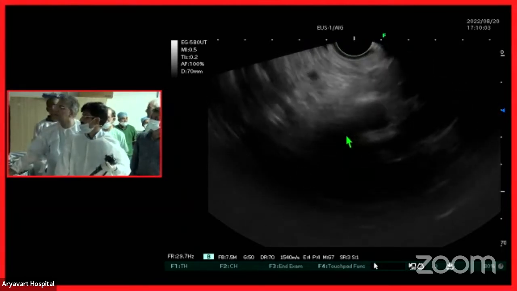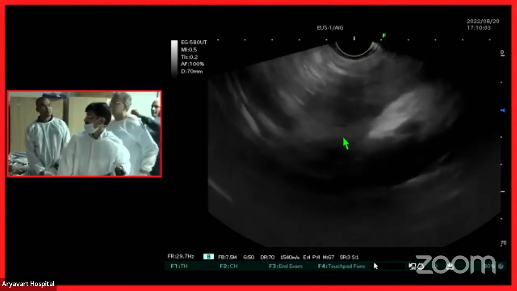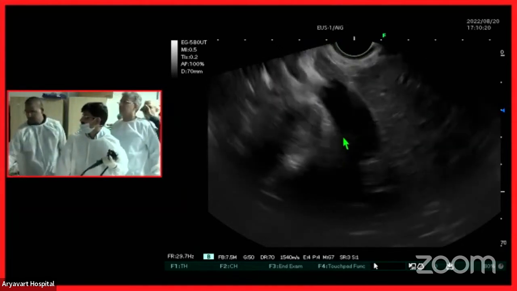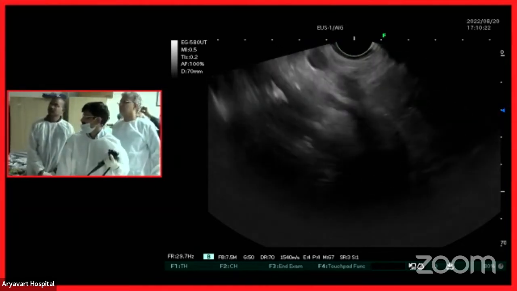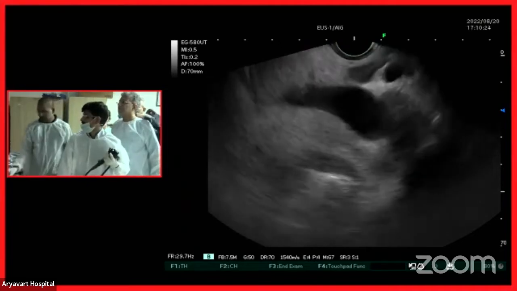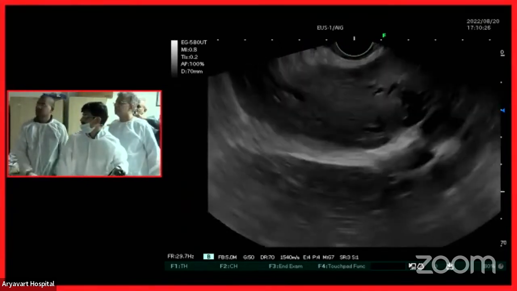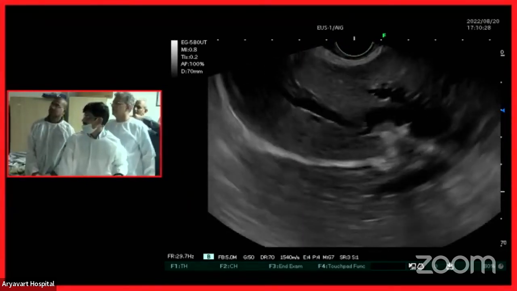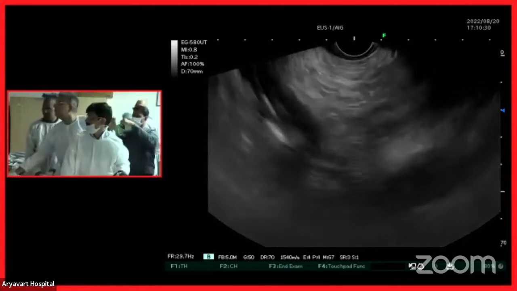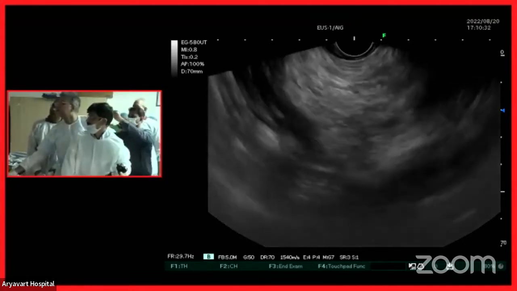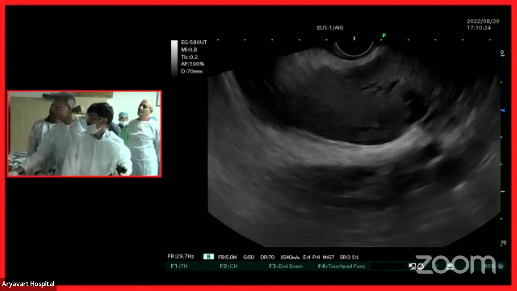Now I can't see from here. I've used the lowest frequency possible. Are we on 5 megahertz? I can't yet see any mass lesion from this station, or a tumor causing this obstruction.